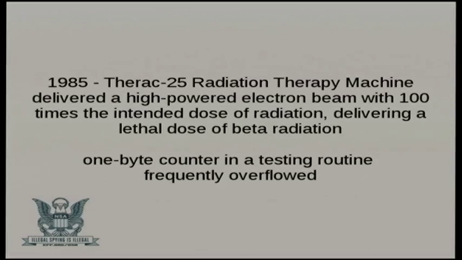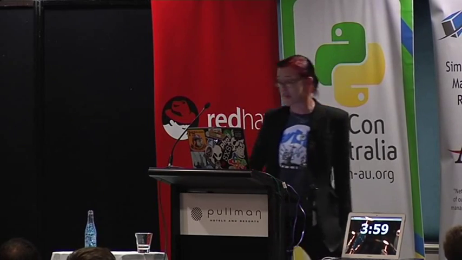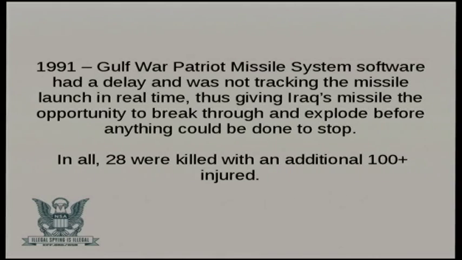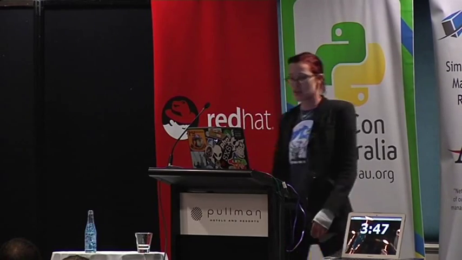1985, Therac 25 radiation therapy machine delivered a high-powered electron beam with 100 times the intended dose of radiation, delivering a lethal dose of beta radiation. 1991, Gulf War Patriot missile system software had a delay bug. The delay bug allowed the Iraqi missile to come in. 28 people were killed, 100 plus injured.